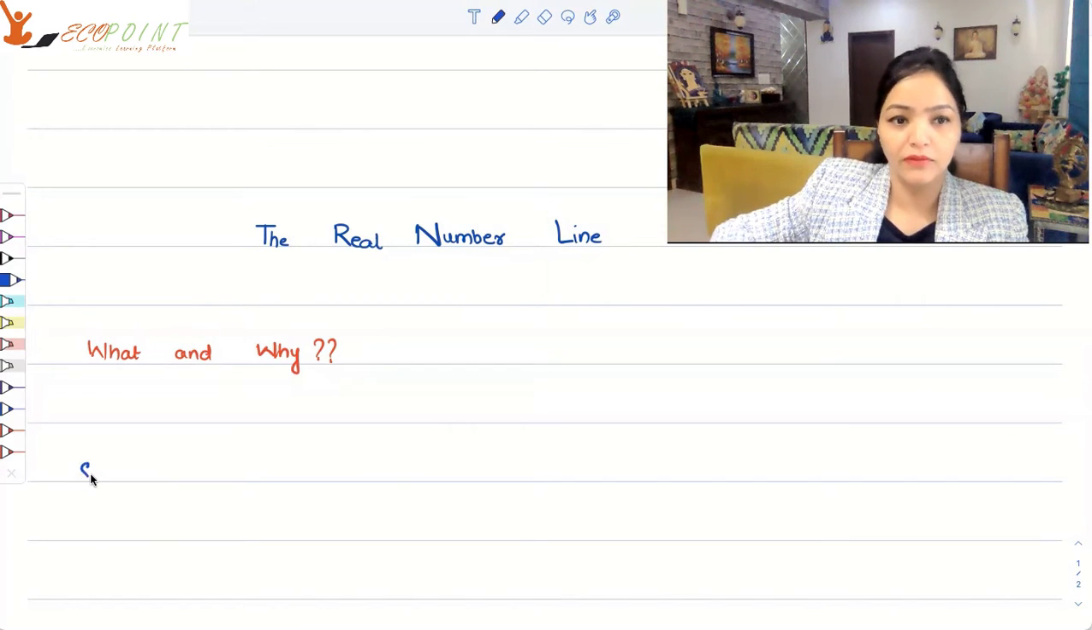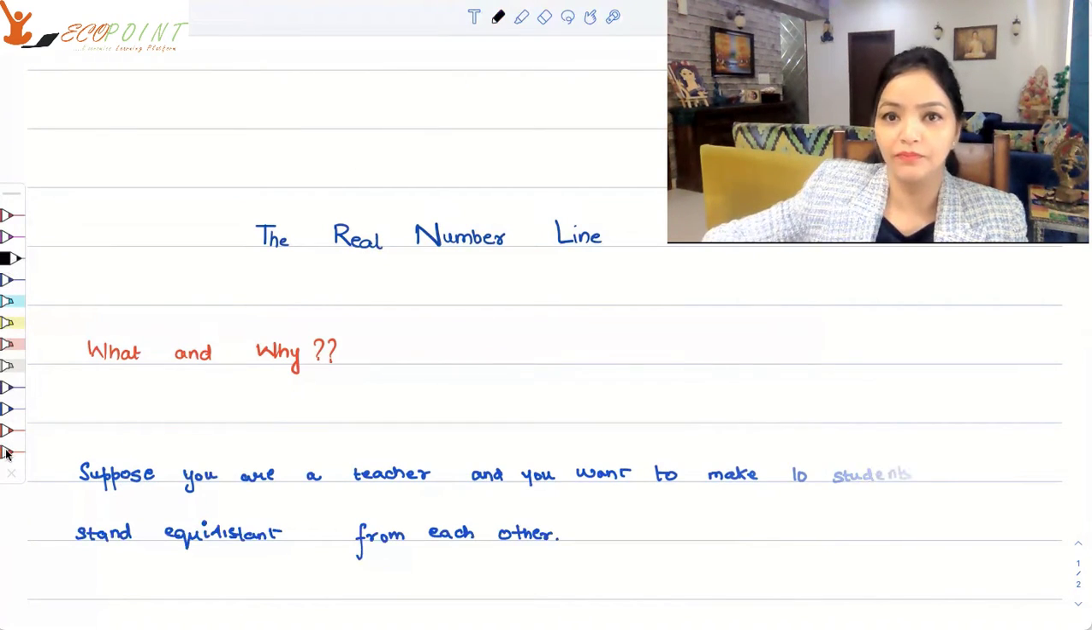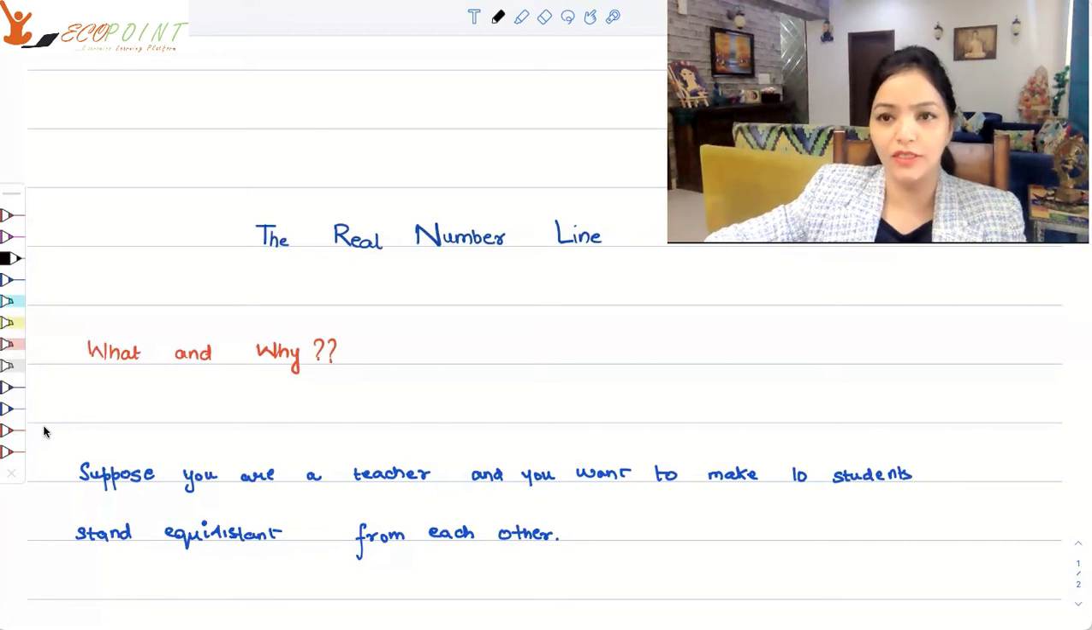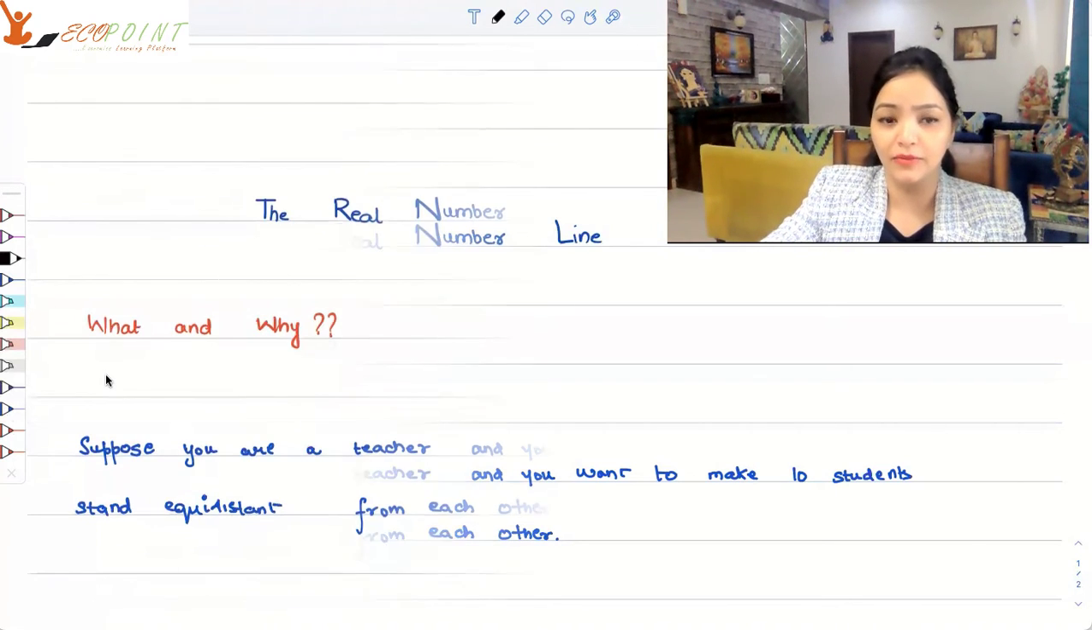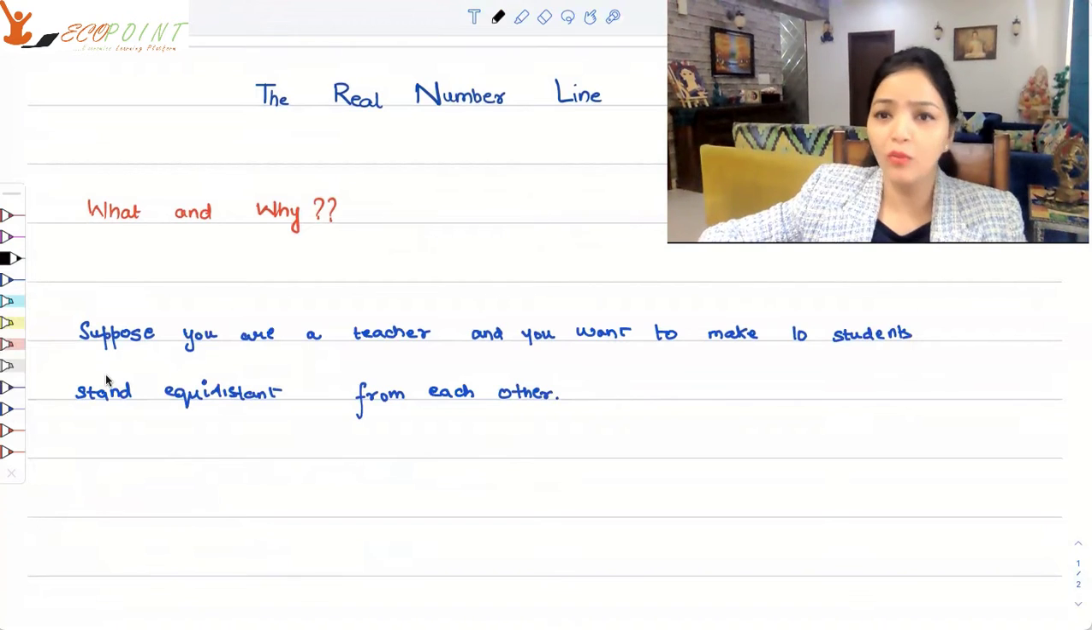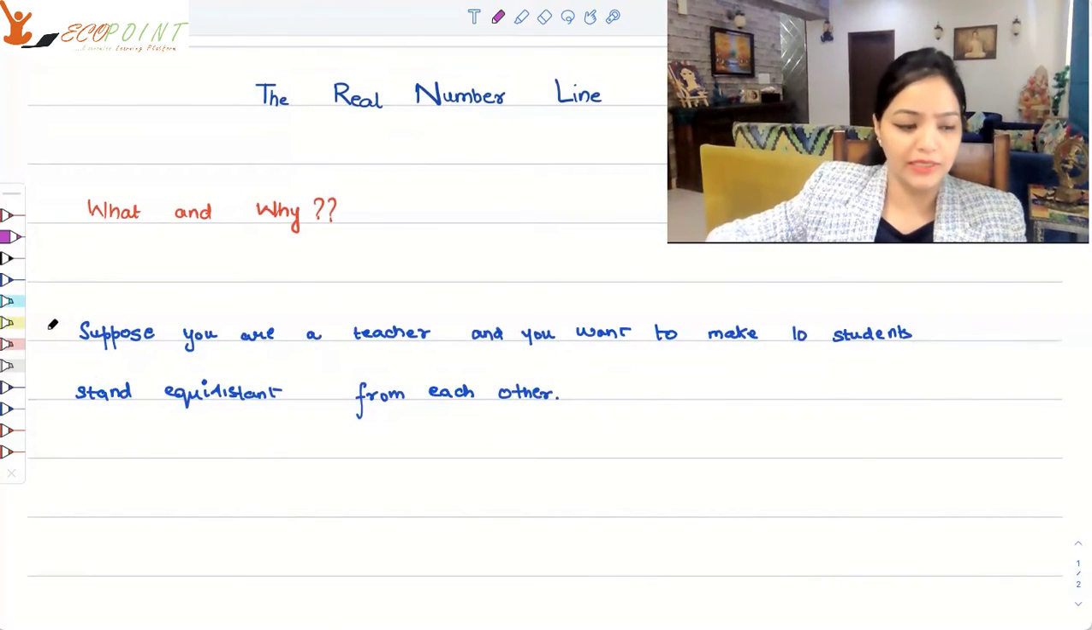Suppose you are a school teacher, and you have 10 students. You want to make these 10 students stand equidistant to each other. Maybe you are following the norm of social distancing, and there's a particular distance that you want them to stand from each other. So how would you place them? The scenario is that I have to place 10 students, and here's what I would do if I were you.